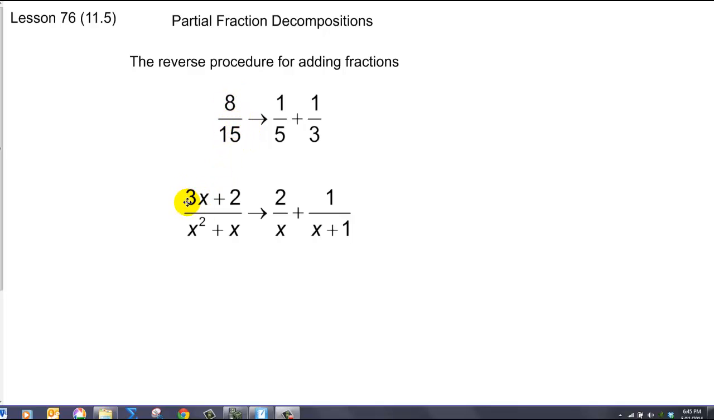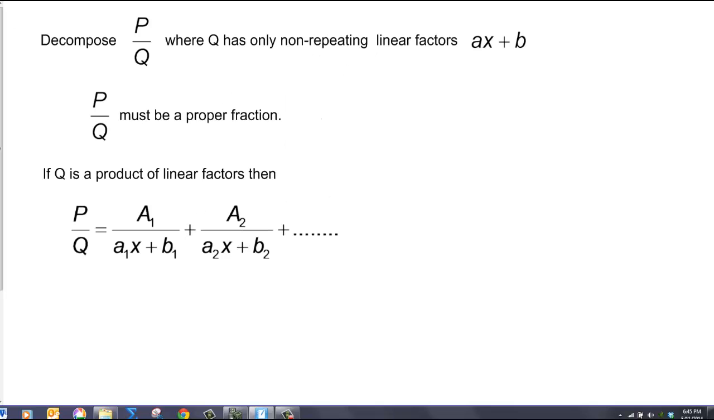Likewise, if we have 3x plus 2 over x squared plus x, what two fractions would get us that sum? Now, there's a lot of fractions that would actually do this, but what we're going to look at are proper fractions. In other words, fractions that are reduced and less than 1, and fractions that have factors of 15, basically. So there are about 3 different concepts we're going to cover.